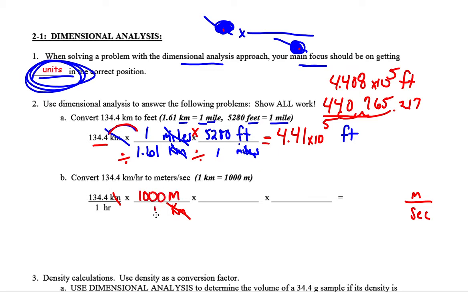So 1,000 meters is 1 kilometer. That took care of my kilometers and it got me meters on top. I like to circle that to make sure that I know that my top unit is all set. I want it to be meters. I don't want to try to cancel out meters anymore.